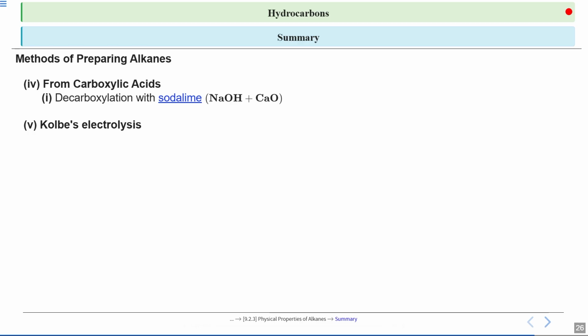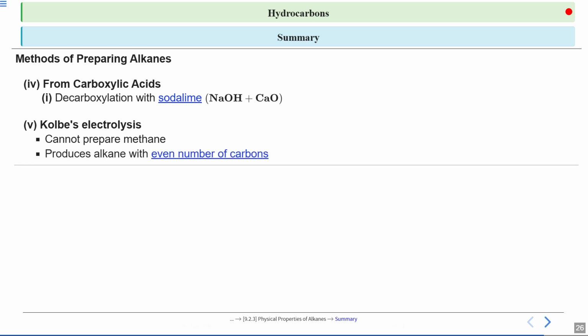Lastly, we talked about Kolbe electrolysis. In Kolbe electrolysis, we are doing the electrolysis of the sodium salt. Remember, it cannot be used to prepare methane, and it is also a coupling reaction. Remember, the number of carbons in the required product should be only even.